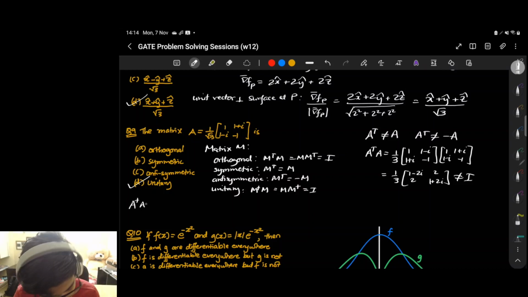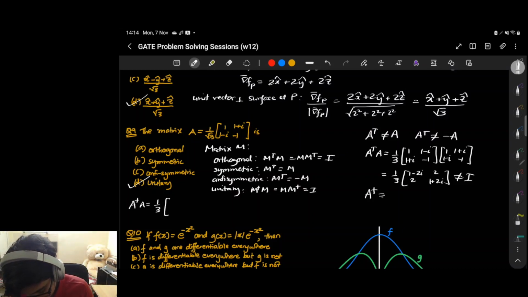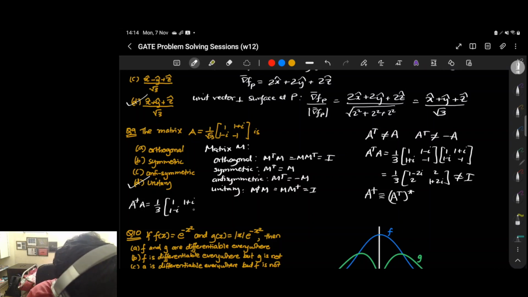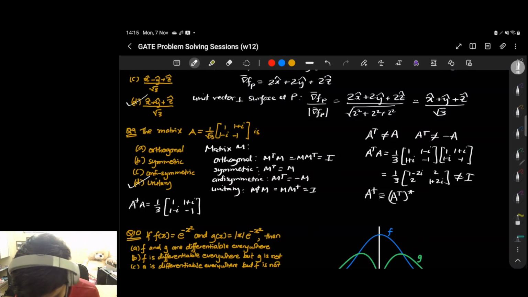So A dagger A, again 1 over 3, then A dagger. So A dagger operation is basically complex conjugate. So it is transpose and complex conjugation. So A dagger is this. So notice that this is equal to A itself. So in our case, A dagger is equal to A. So this property is also known as Hermitian property.